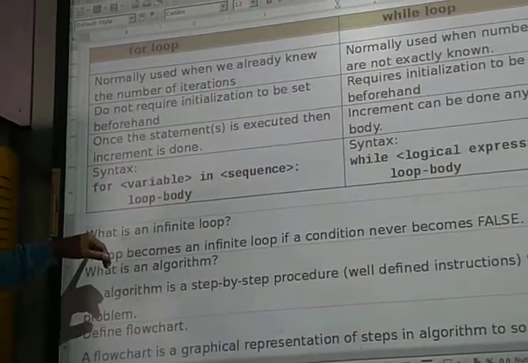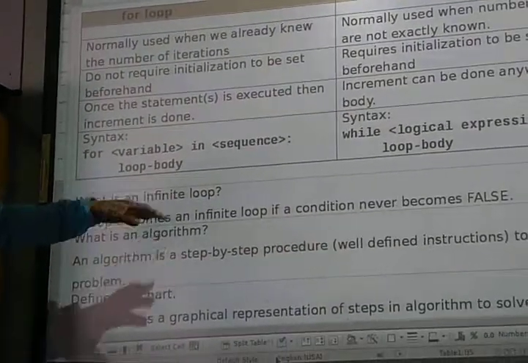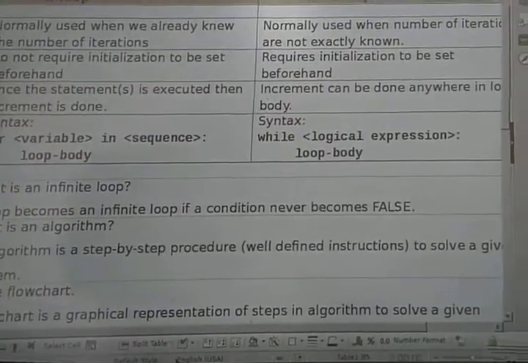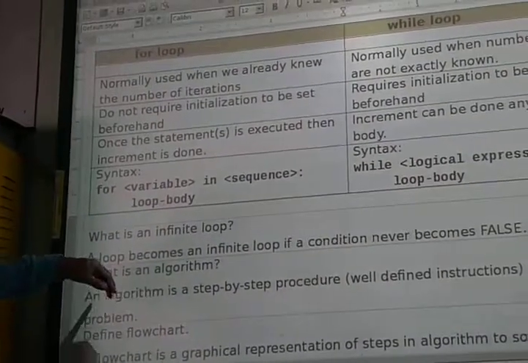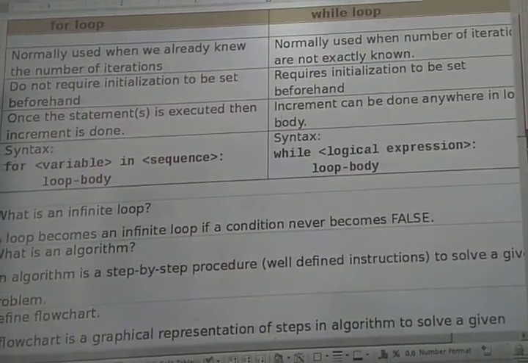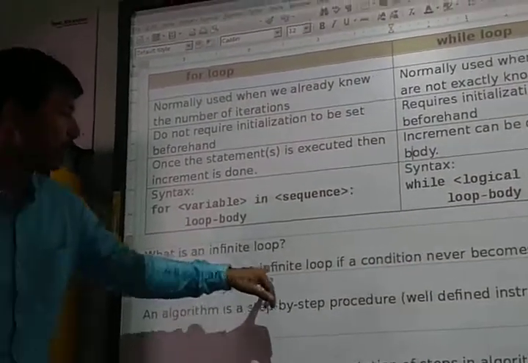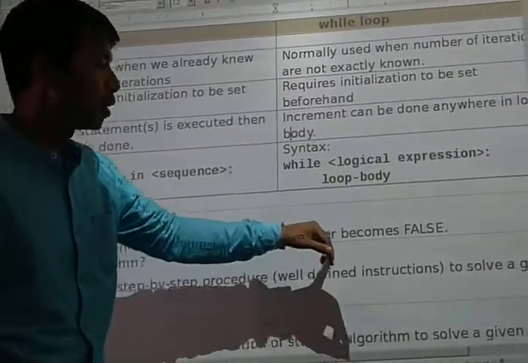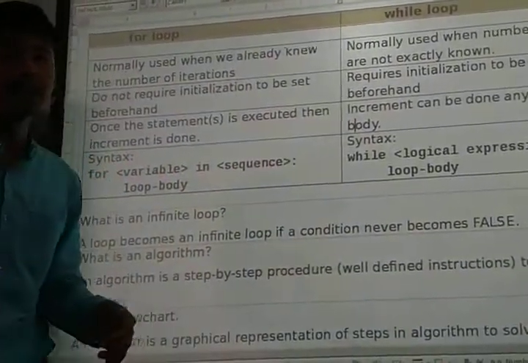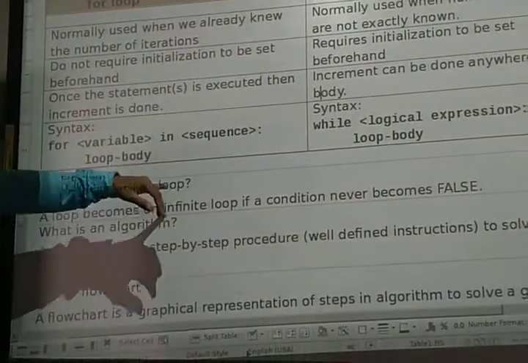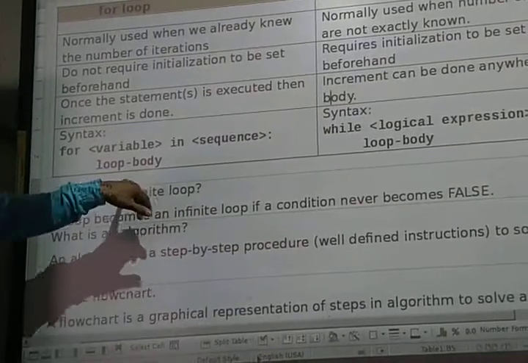The next one is, what is an infinite loop? An infinite loop is a loop which never stops. So mainly the condition should never become false. Then only the loop will never stop. So a loop becomes an infinite loop if the condition never becomes false. If a condition never becomes false, the loop will never end, so it will be an infinite loop.